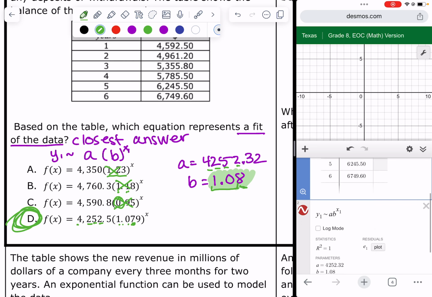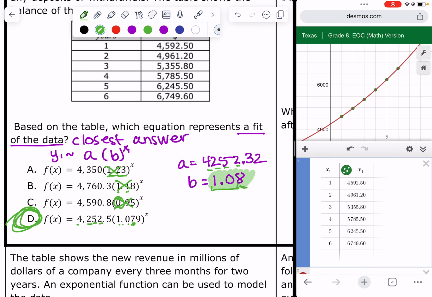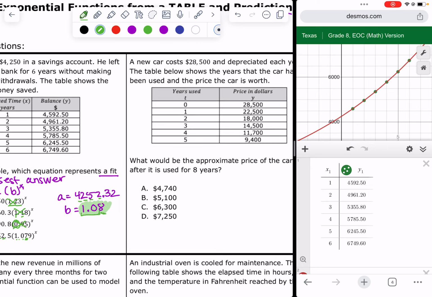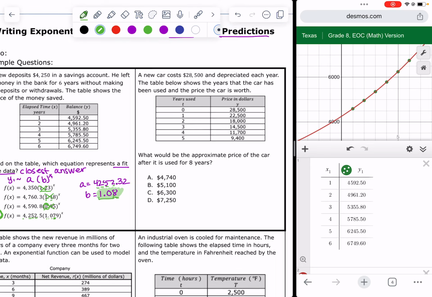And then also, you see this little magnifying glass right here on the table? It'll take you to the picture, which is cool. It's just cool. All right, time for the next one.